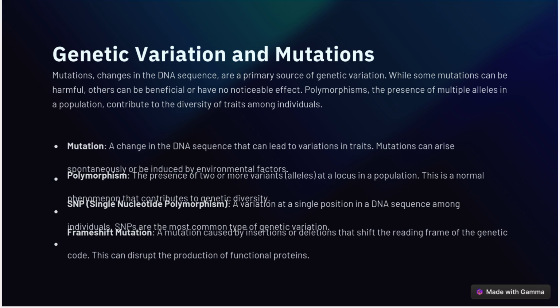Genetic variation and mutations. Mutations, changes in the DNA sequence, are a primary source of genetic variation. While some mutations can be harmful, others can be beneficial or have no noticeable effect. Polymorphisms, the presence of multiple alleles in a population, contribute to the diversity of traits among individuals.